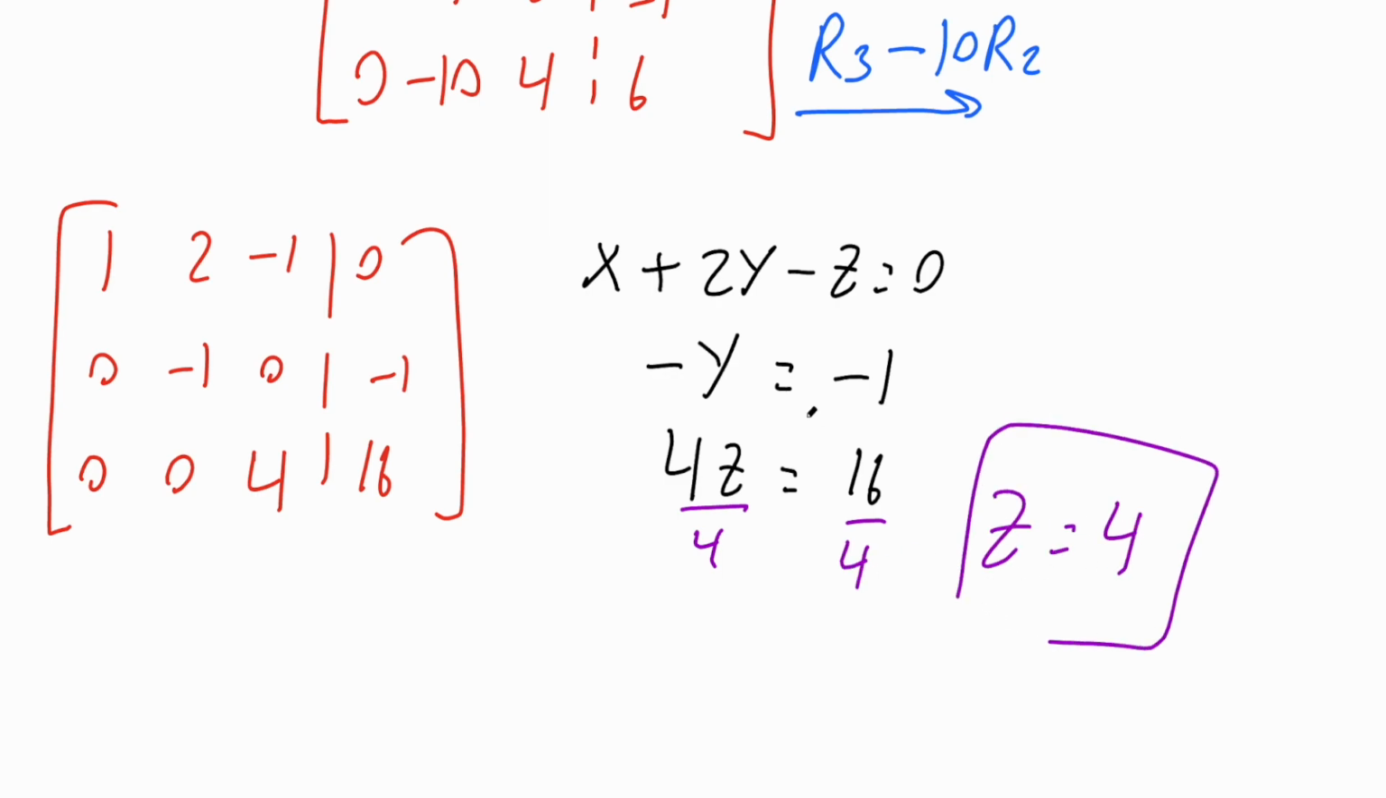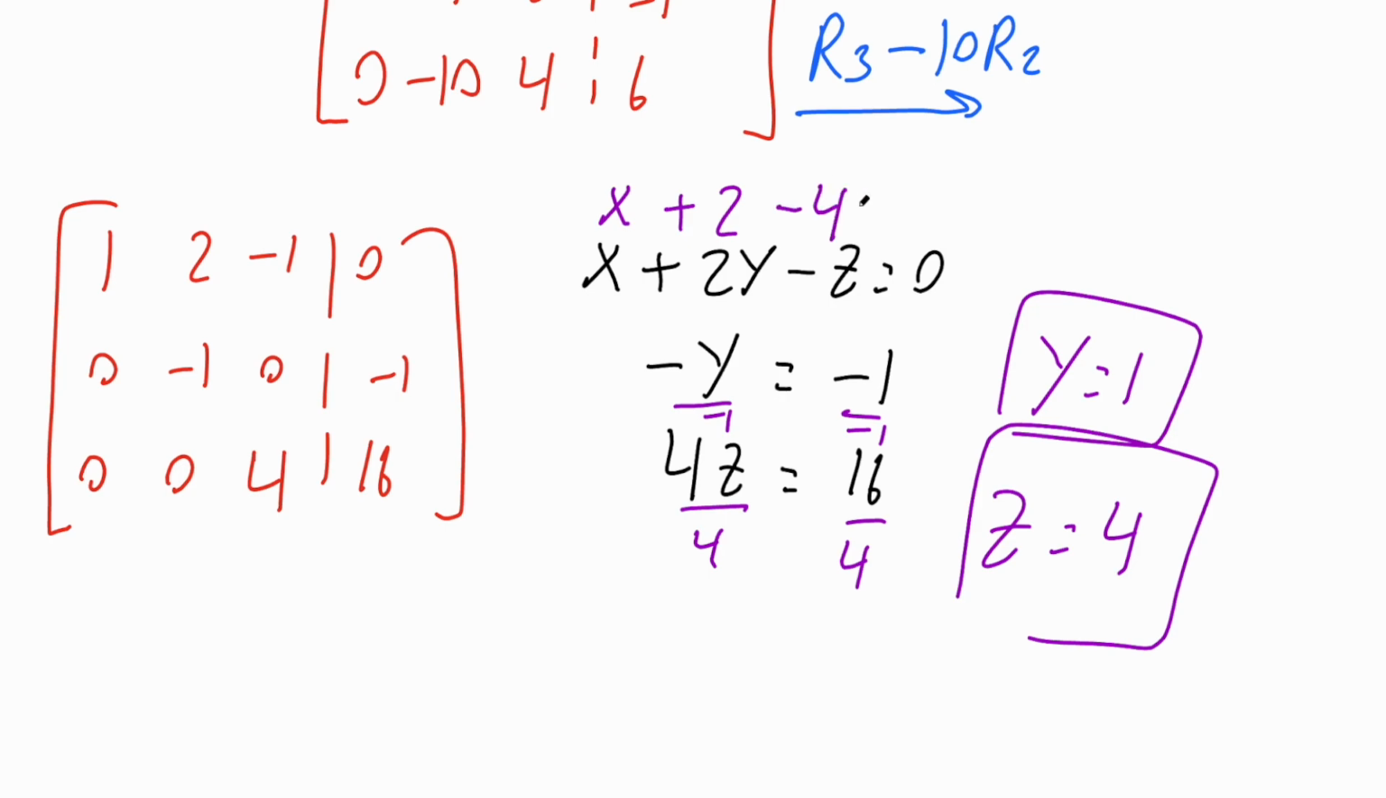We can close this. Now, if you want to get rid of the negative in front of the y, just divide by negative 1, divide by negative 1. y is equal to 1. And then the last one, just plug it in. So we have x plus 2 times 1 is 2, minus z, so minus 4, is equal to 0. We can clean it up. 2 minus 4 is negative 2. So x minus 2 is equal to 0. We can add 2 here, add 2 there. x is equal to 2.